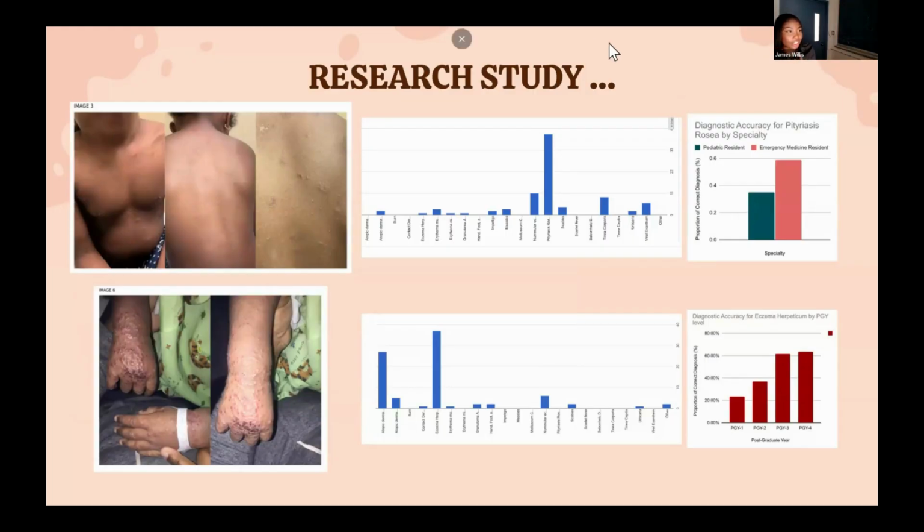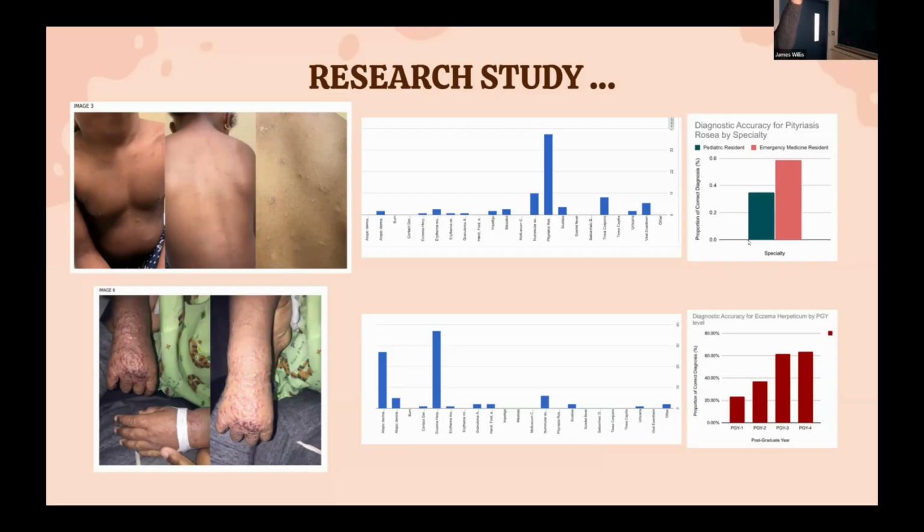As you can see here, a lot of people got pityriasis, right? But some people were confused as to whether this could be nummular eczema, and I think a few people put viral exanthem. Of all the images, only 2 had a statistically significant difference, and those were these 2 images.